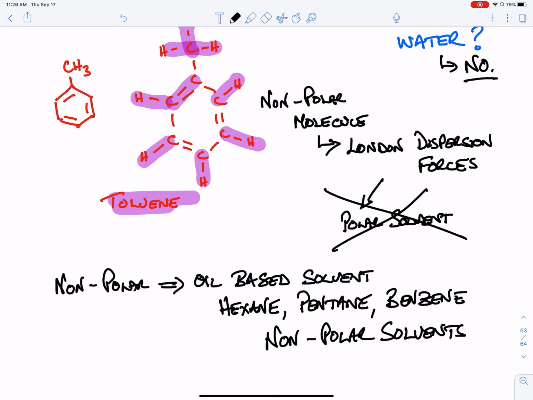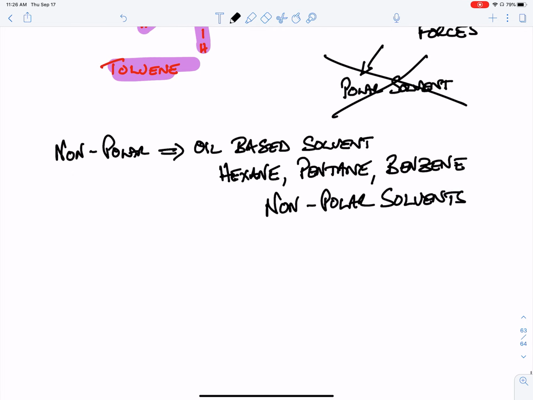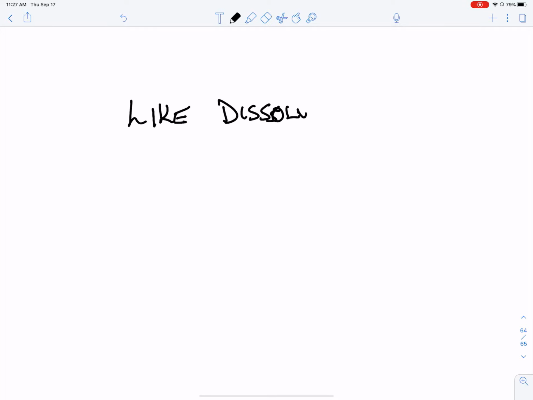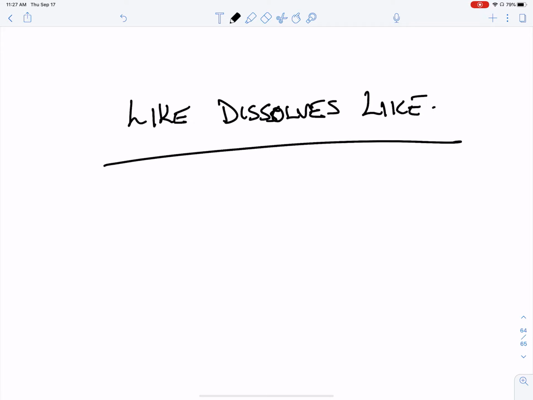And so from a dissolution point of view, like dissolves like because of the intermolecular forces that are involved. And so when we talk about mixing, we always want to remember that like dissolves like. So if it's polar, it's going to be dissolved by something that's polar. If it's non-polar, it's going to be dissolved by something that's non-polar.